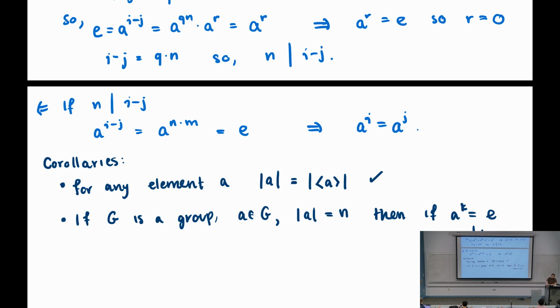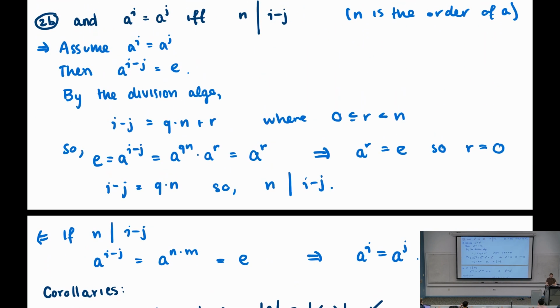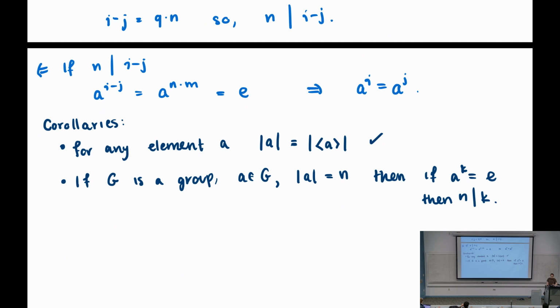And that just comes from applying this second part of the theorem with one of i or j equal to 0. I guess we could take j equal to 0, and we get n divides i. Okay, so those are special cases of this theorem that can come up and that are useful.